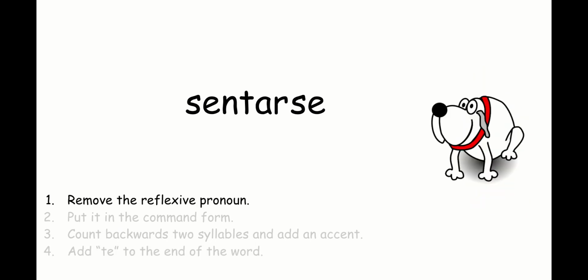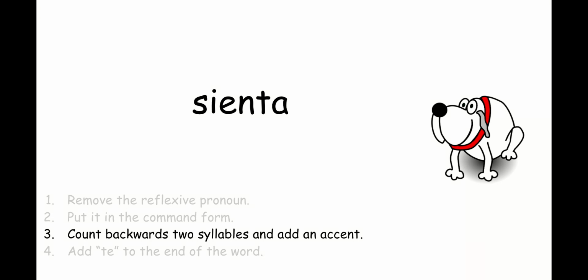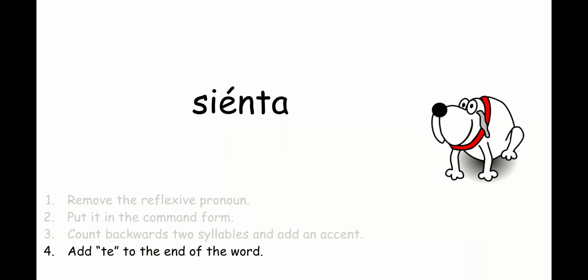So first we're going to remove the reflexive se. Then we're going to put sentar in the command form, which would be sienta, because sentar is a stem changing verb, which is why we put that i in there. Then we're going to count backward 2 syllables and add an accent. 1, 2, add that accent, and add the te back on the end. Siéntate, sit down.